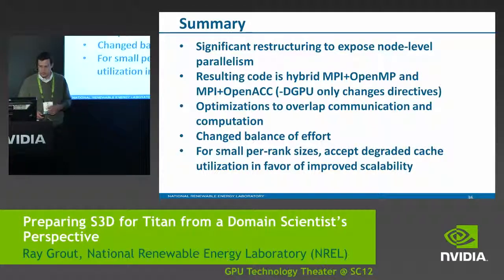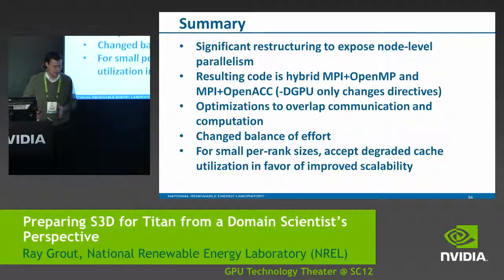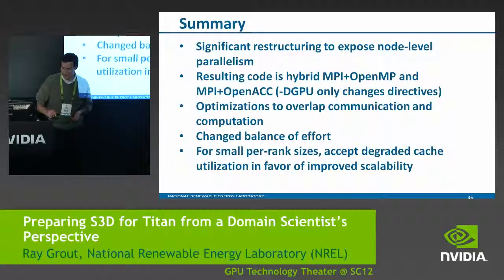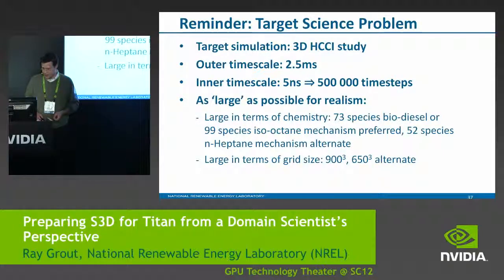Changed the balance of effort a little bit, and in some cases in the pure CPU version, at very low, very simple chemical complexity and very small grid points per node, we actually suffered a pretty major performance degradation because we're in this space where previously we would fit into low levels of cache and we're now spilling over. Turns out that's not a particularly advantageous or realistic place to run anyway, so we're not too worried about that, but it's just an observation.